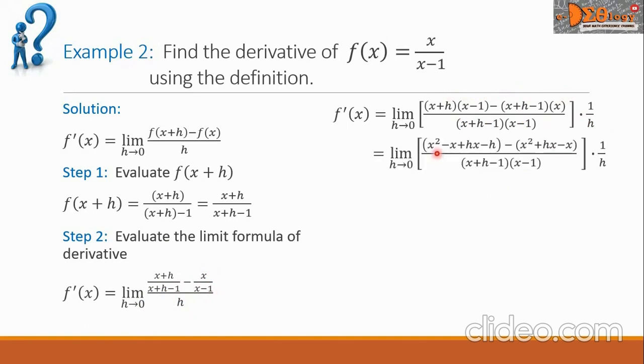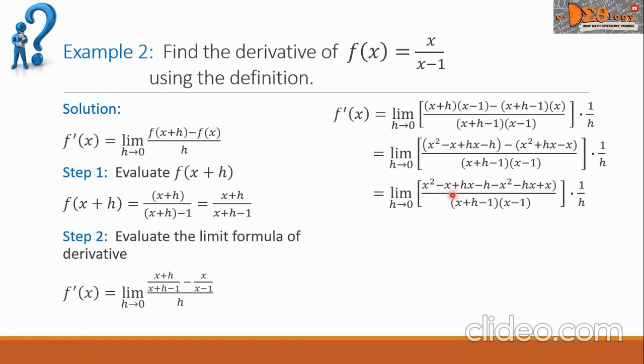So we have here x squared minus x plus hx minus h minus the quantity x squared plus hx minus x. Now let us remove the grouping symbol and let us see if we can combine some terms. So it will be like this now. Please observe that this x squared has a counterpart of negative x squared here. It becomes 0. We have negative x and positive x. It will be 0 also.